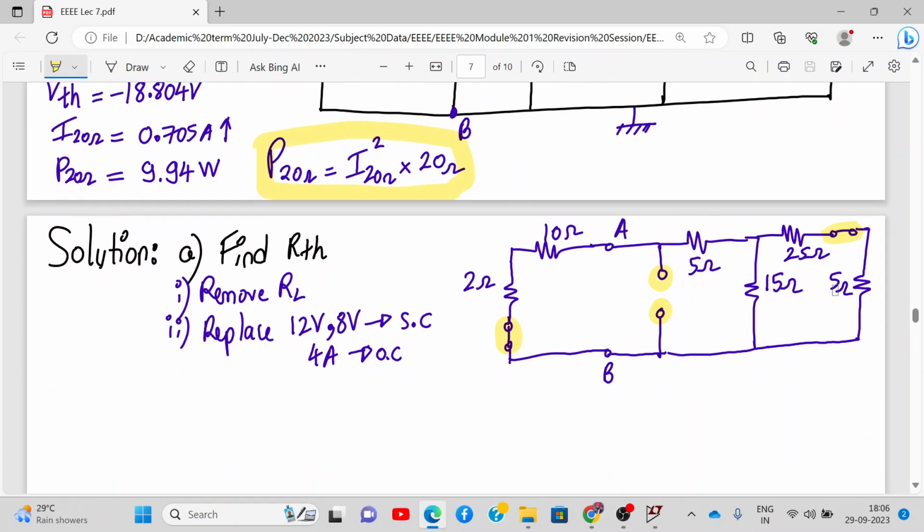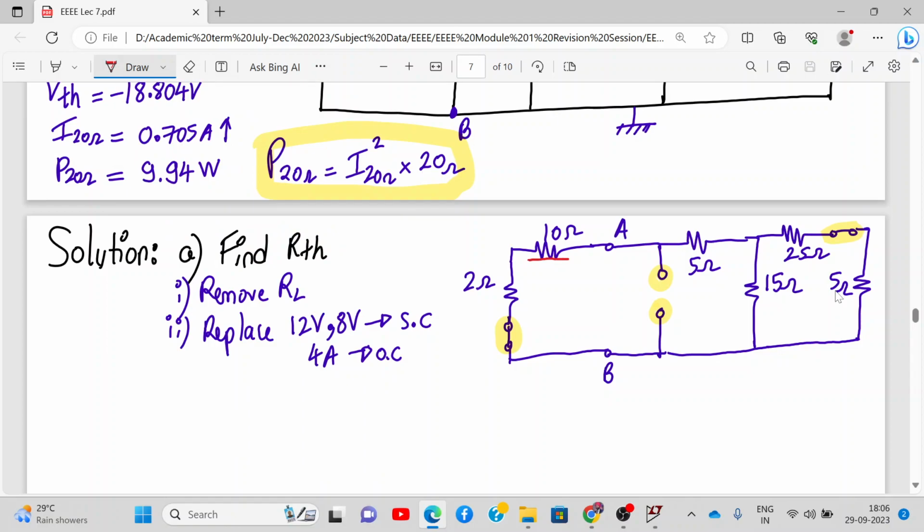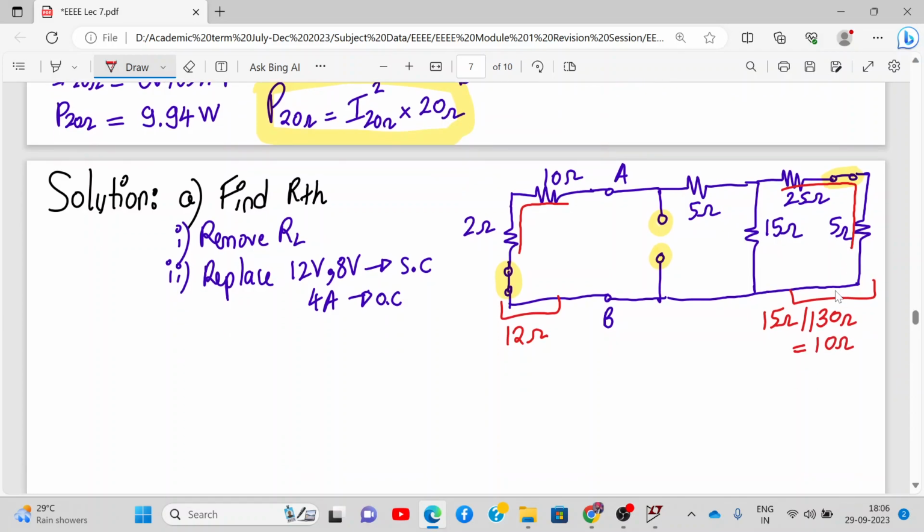All right, now if you see carefully, there are two resistances over here, 2 ohm and 10 ohm, which are connected in series, so that will become 12 ohm. And there are another two resistances over here, 25 and 5, which are again in series, and that is in parallel with 15 ohm. So we'll write 15 ohm parallel to 30 ohm, and if you work it out, that comes out to be 10 ohm. Let me write it properly. This will be a 12 ohm resistance. Then we have points A and B. Then over here we have 5 ohm and here we have 10 ohm.